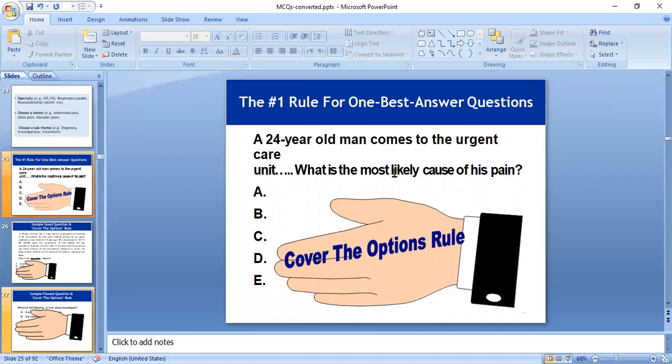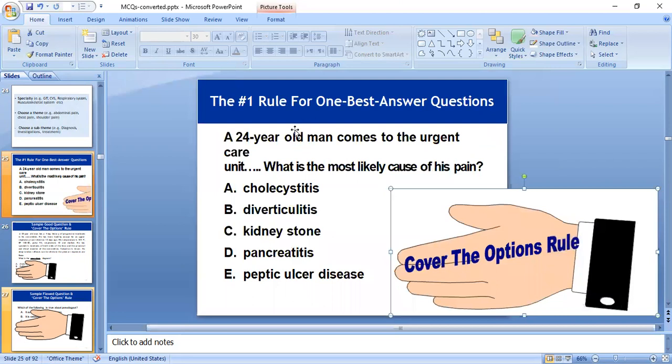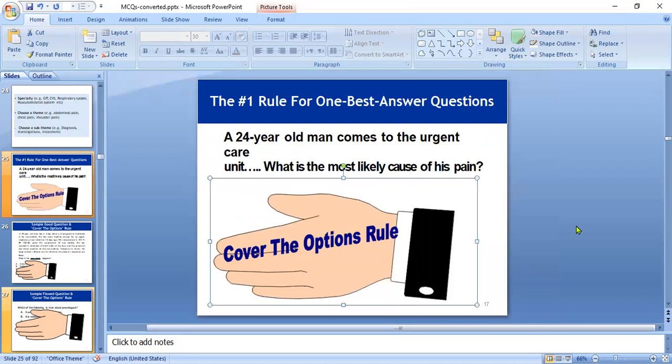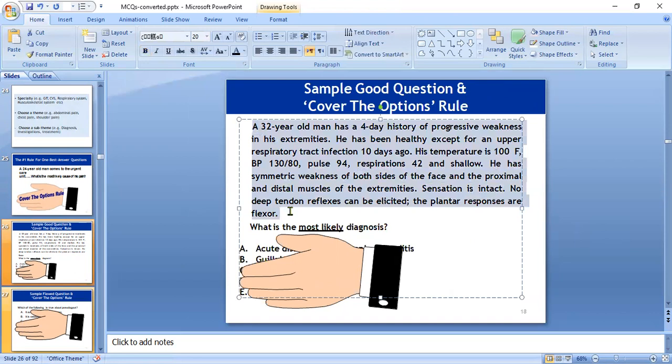Anyone reading this question should be able to answer this question. So actually this is known as the cover-the-option rule. These are the different options for that vignette in that leading question, that MCQ. But if someone already knows these facts, he can answer even if we cover the options. Similarly, another good question for the cover-the-option rule: if someone reads this total scenario, that vignette, and then what is the most likely diagnosis.